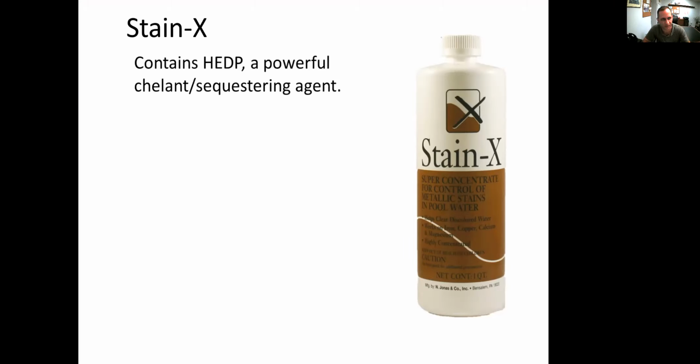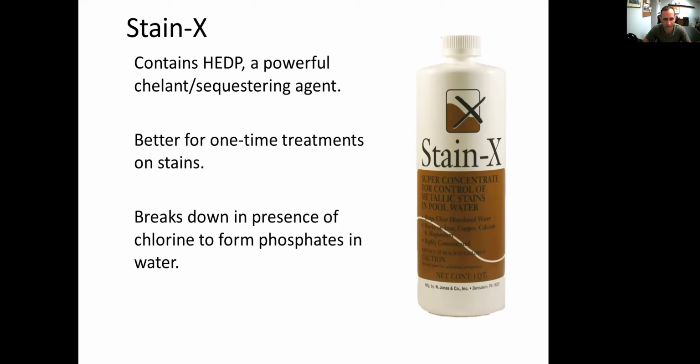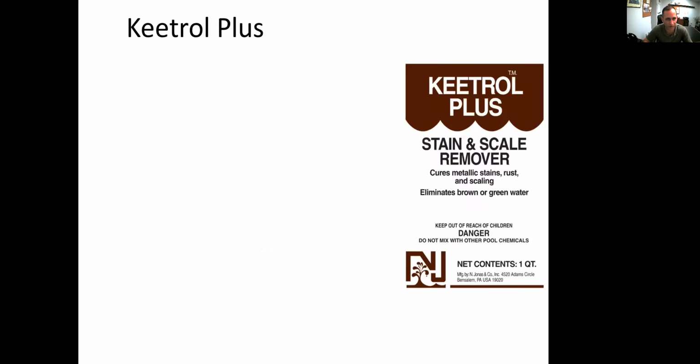Stain-X, so I just mentioned that as part of that process. It's HEDP, which is a chelant sequestering agent, and it's better for one-time treatments on stains. It breaks down in the presence of chlorine and forms phosphates in the water. So you want your chlorine level to be on the lower side. You don't want it to be 0, but it should be on the lower side when you're using the Stain-X, because it will interact with it, and the chlorine will inactivate the chelating properties of the Stain-X product.